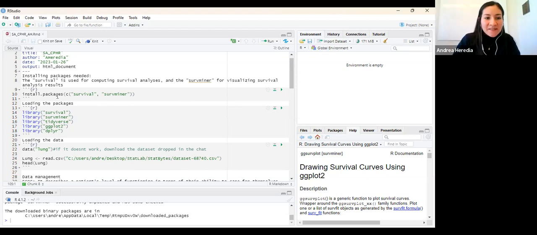Okay, so once we install the packages, we can go ahead and load them. So again, the survival package is for computing the survival analysis, and the Statbyte one is for visualizing the results. Tidyverse and dplyr is mainly for data manipulation, data cleaning, creating variables, etc. And then sometimes it's useful to also include your ggplot, just if you want to visualize some of the variables.